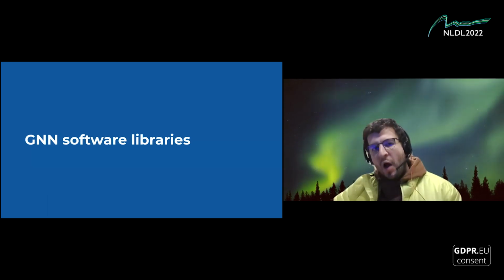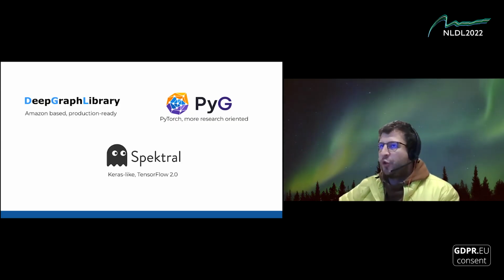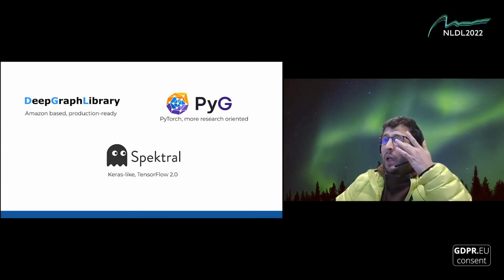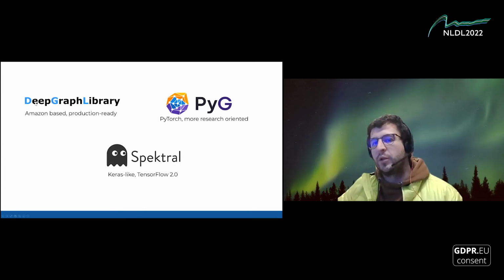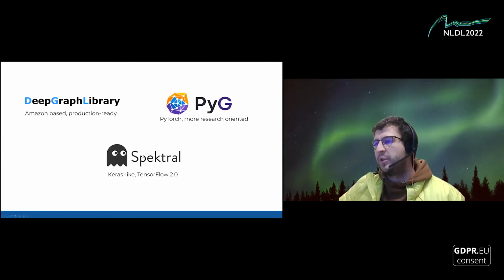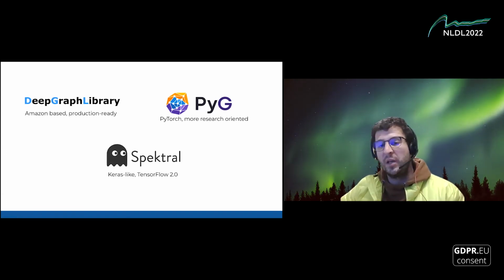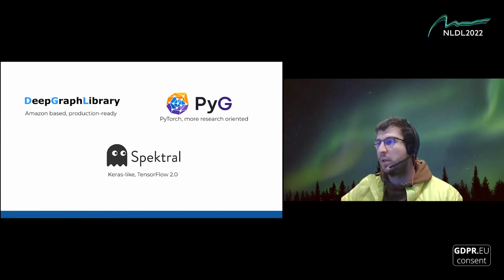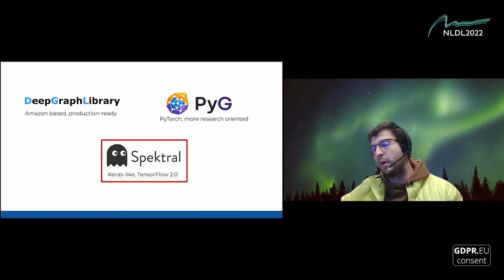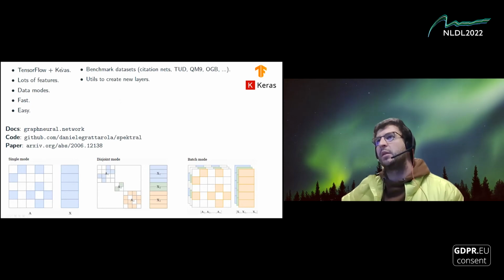How can we implement GNNs? There are different options, mainly 3 libraries that you can choose. DGL is a production-ready tool and supports both TensorFlow and PyTorch. On the other hand, PyTorch Geometric and Spektral are more research-oriented, definitely easier to use, and they're also frequently updated with the latest GNN models. In this tutorial, I will give you an example of how to implement GNNs using Spektral, which is based on TensorFlow and Keras.